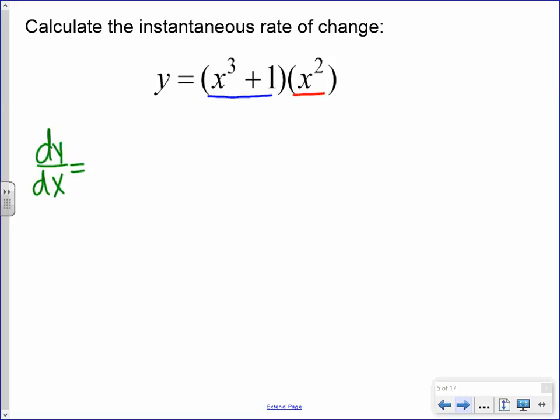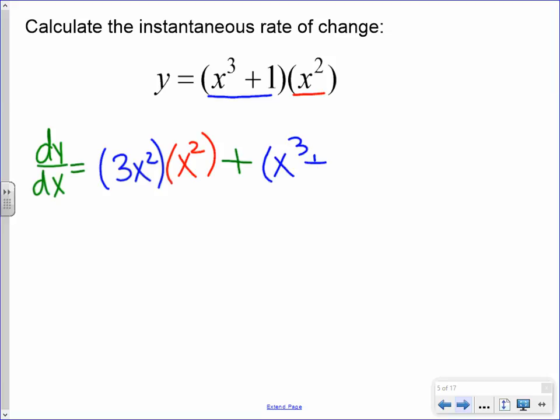Jake, what's the derivative of our first function? 3x squared times, we're going to leave the second function alone, plus, we leave the first function alone, and Abram, what's the derivative of the second? 2x. Now, this is a problem where I would like to see you combine like terms, okay? That's not going to be very strenuous for us here.